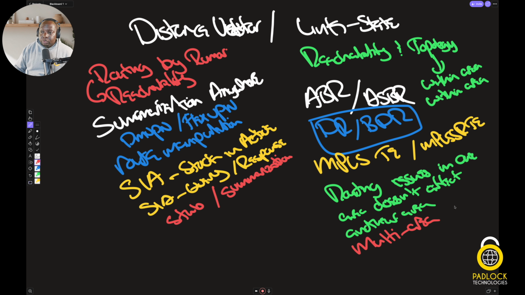Link state protocols are the way to go if you're going to do MPLS, MPLS TE, or MPLS SR-TE. You need to make sure that you use a link state protocol for that, right? Because everybody has to know everything in the network in order for you to do traffic engineering. So that was a brief comparison of distance vector protocols versus link state protocols, when you would use them, why you would use them, and some of the things that you need to look out for.